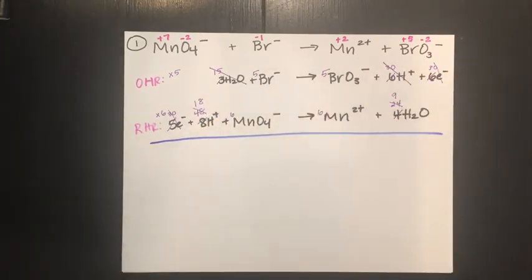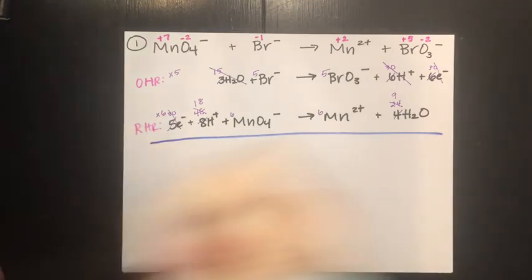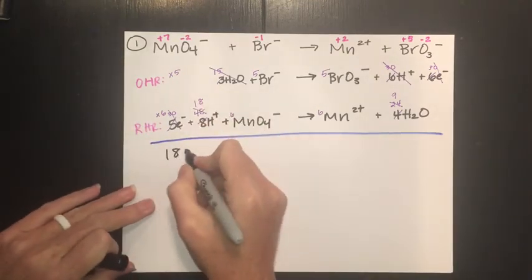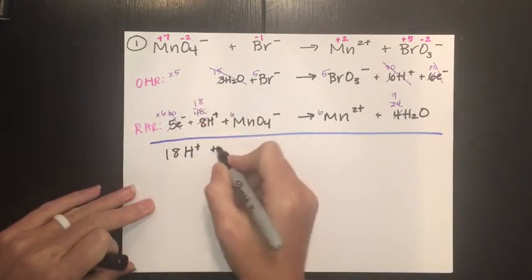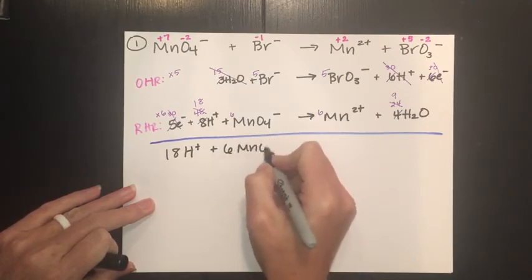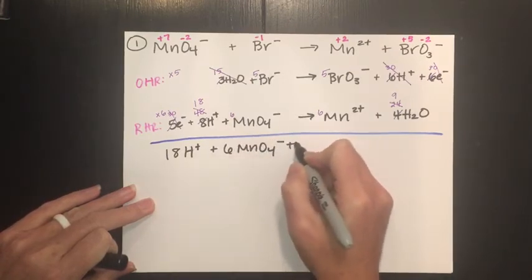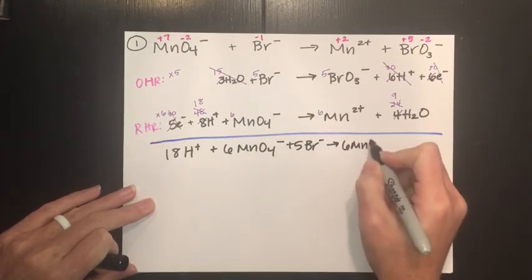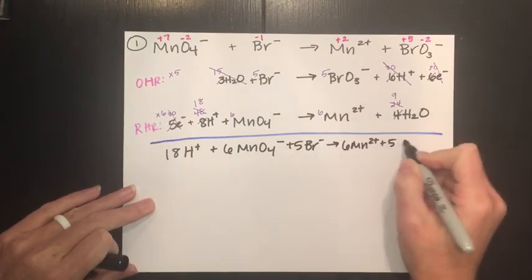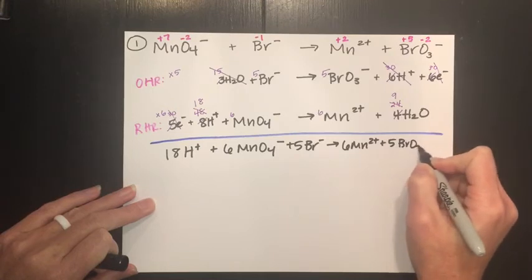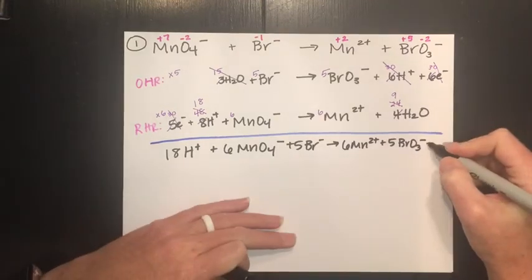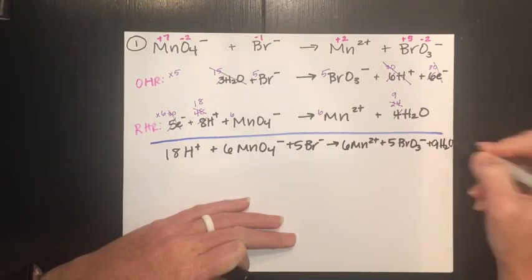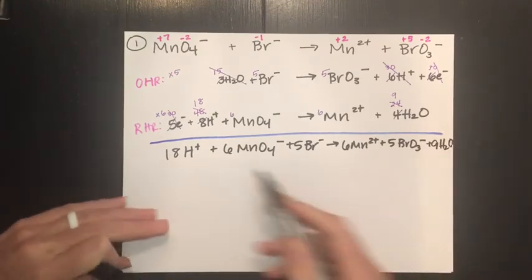And then you add the 2 half reactions together to get a total of 18 hydrogen ions plus 6 permanganate plus 5 bromide goes to 6 manganese plus 5 bromate plus 9 waters. Whoops. And then you check everything.